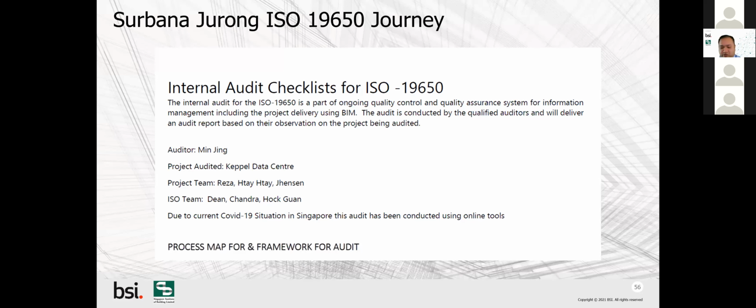So in the last part, with ISO, obviously you need to be audited. To be able to maintain or retain your ISO certification, you need to nominate a project that you have done. So, for example, in this particular project, we have done the Keppel data center, and this is the project team, and then the ISO team. Due to the COVID situation, all of these audits are now done virtually. Yeah. So you need to prepare the documentation for your company's deployment of the ISO standards.